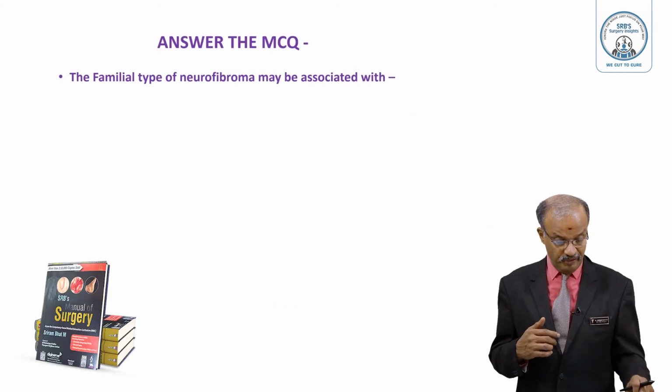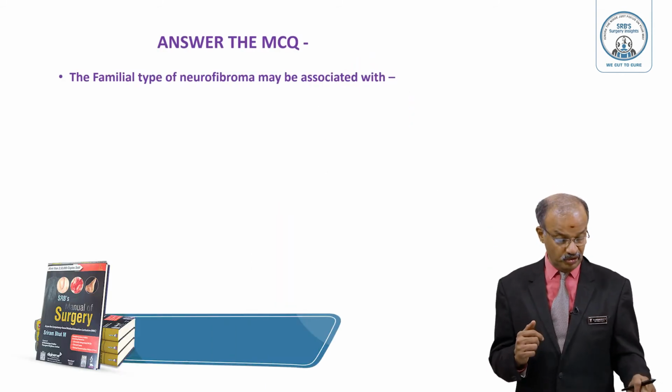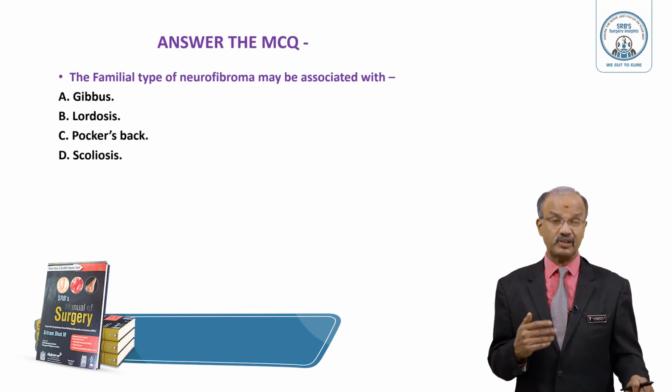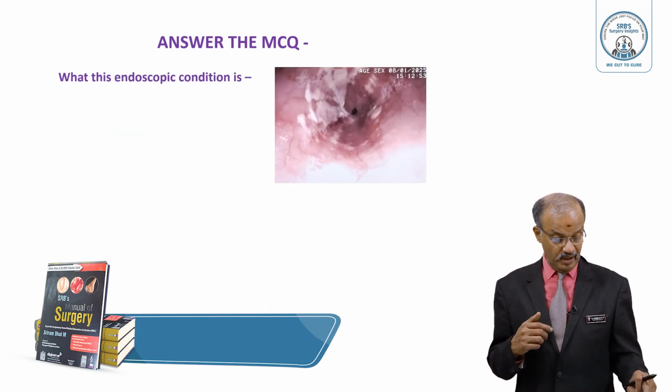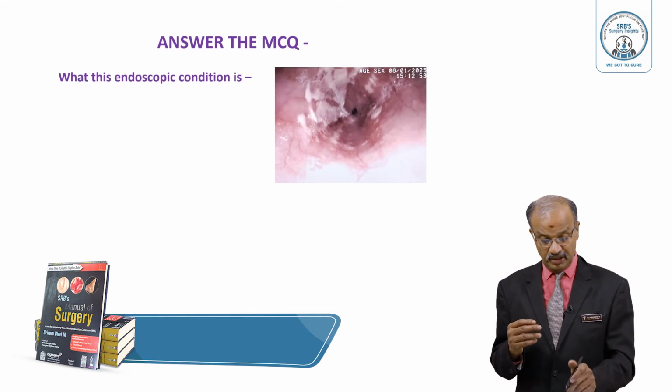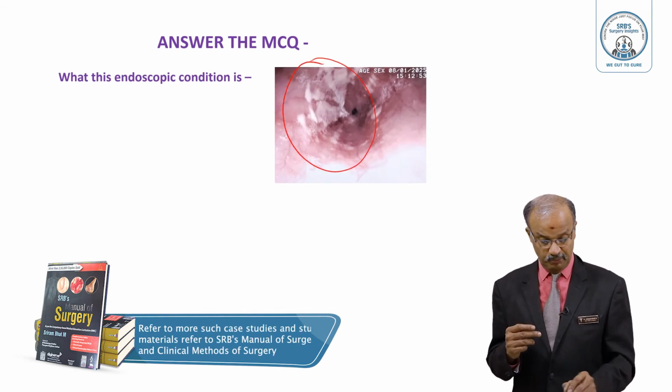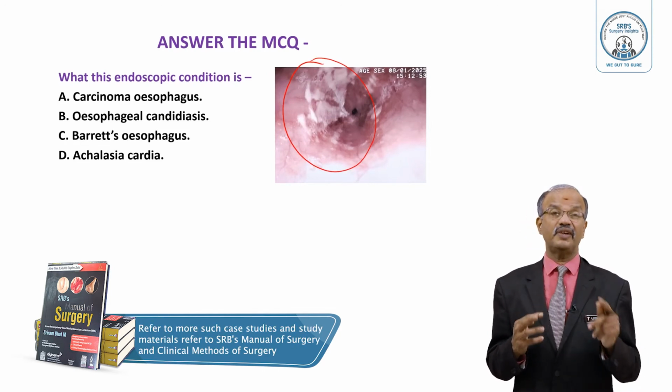So answer the MCQ. Familial type of neurofibroma may be associated with A, B, C, D. Find out the right answer. Acknowledge your answer. What is this endoscopic condition? See that this condition is here. Whitish patches, A, B, C, D. Put the right answer in the comment box.